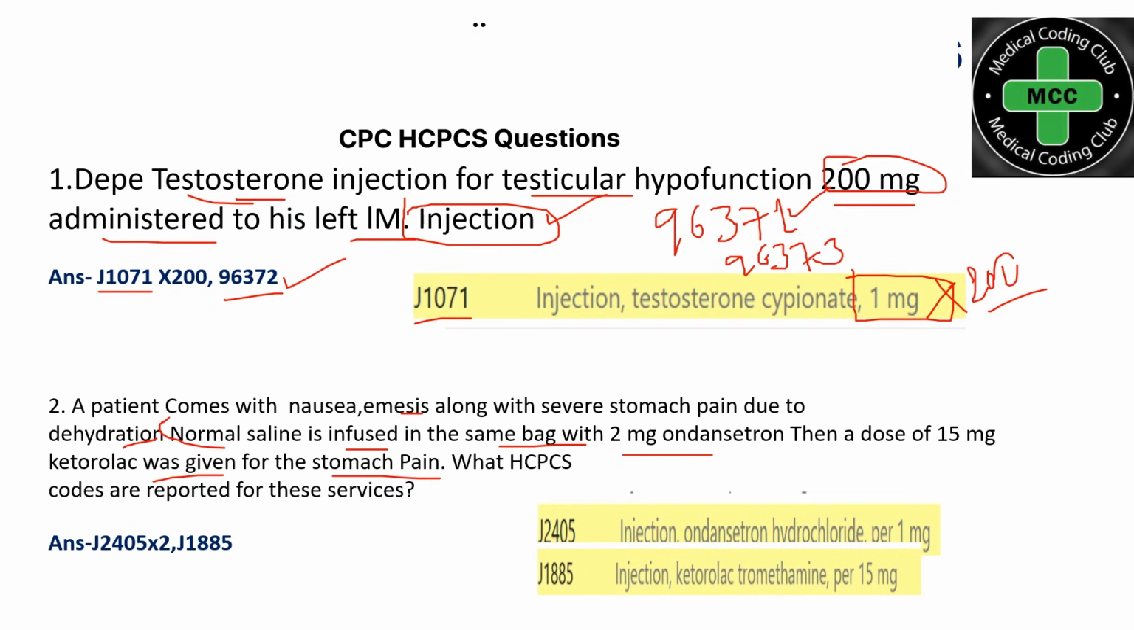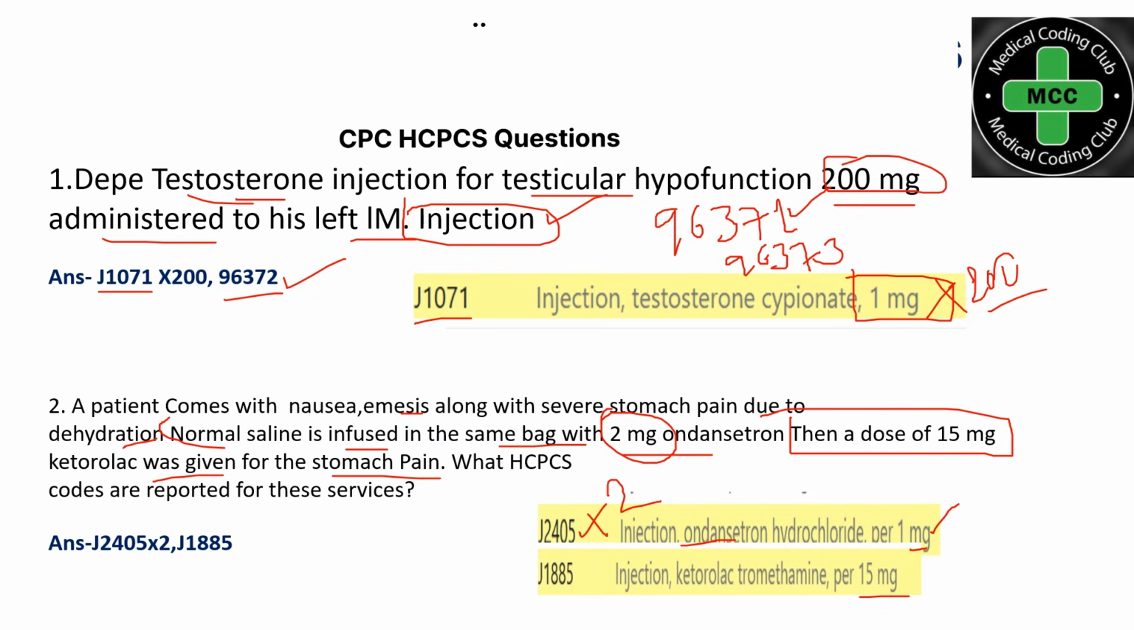Again, same thing, you have to check the base value of the drug before proceeding with the coding. Check the base value of J2405, which is ondansetron. It carries only 1 mg, so the base value is 1 mg. In the same way, J1885, which is an injection of ketorolac, carries 15 mg. Since they have given 2 mg of ondansetron, you should give J2405 with units 2. For J1885 you don't have to use any units, because the base value itself is 15 mg.